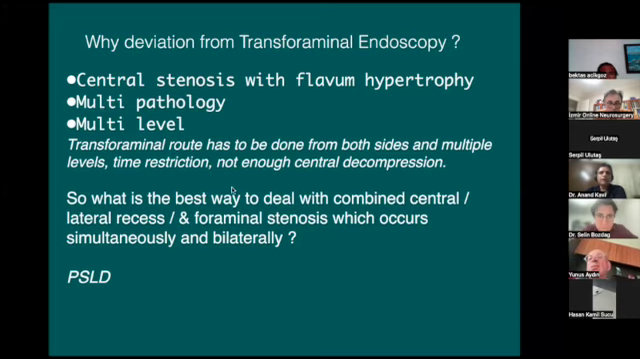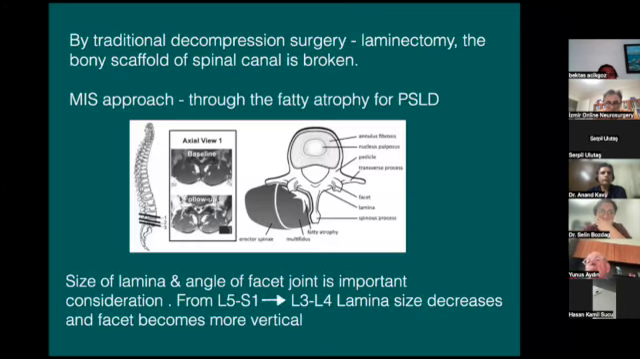So what is the best way to deal with combined central and lateral recess stenosis? That is the monoportal interlaminar route. Now, in traditional decompression surgery, laminectomy, we cut the bony scaffold of the spinal canal. Whereas in the MIS approach, what we explore is the fat atrophy. So this is the MRI which shows that in the midline, there is fat atrophy, these white signs. So we explore this area and go in the interlaminar window.